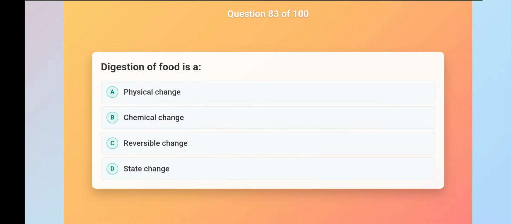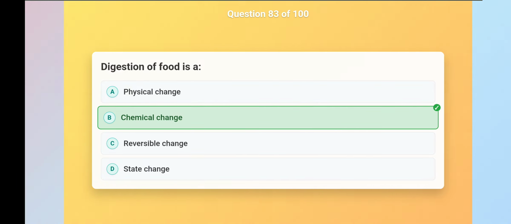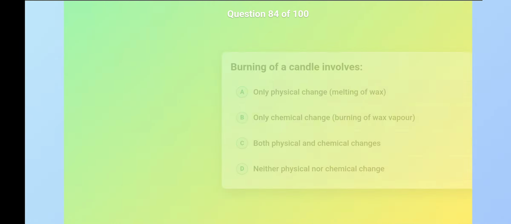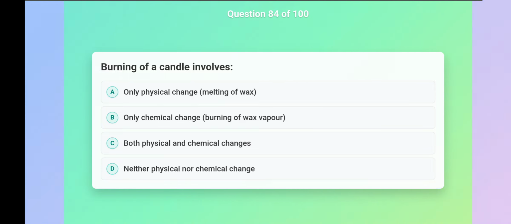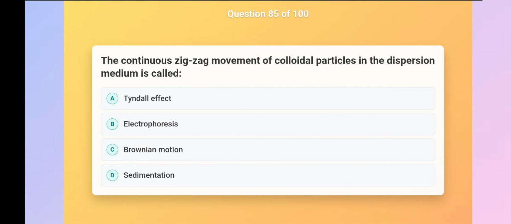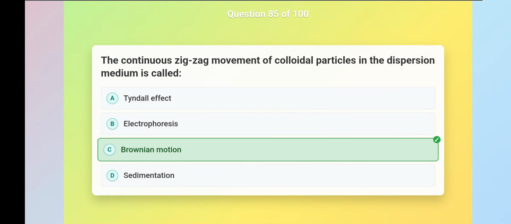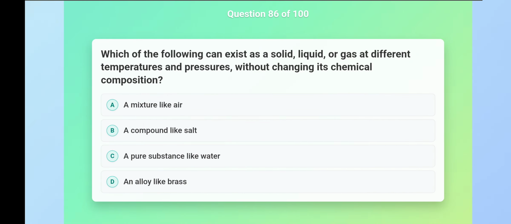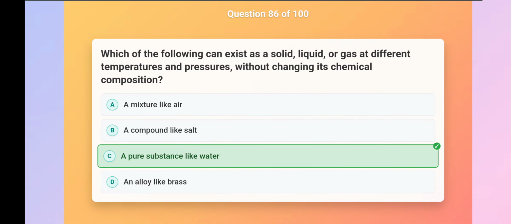Digestion of food is a chemical change. Burning of a candle involves both physical and chemical changes. The continuous zigzag movement of colloidal particles in the dispersion medium is called Brownian motion. Which of the following can exist as a solid, liquid, or gas at different temperatures and pressures, without changing its chemical composition? A pure substance like water.